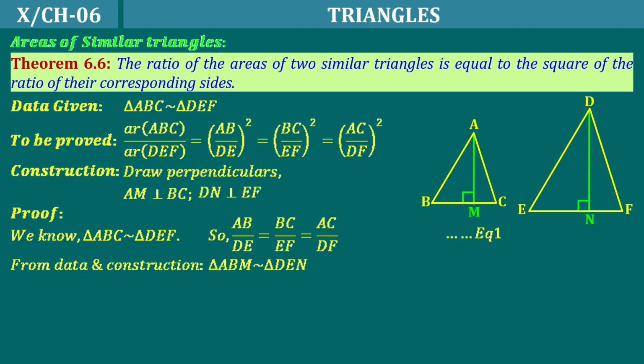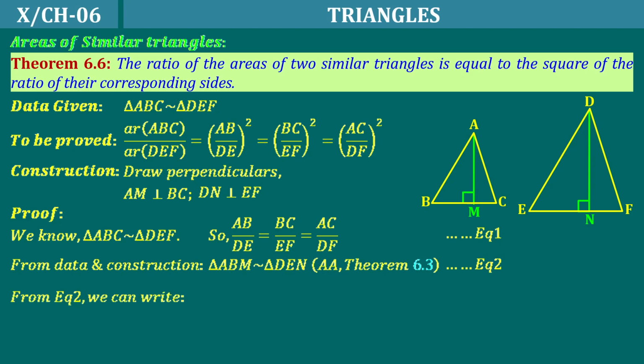And what is the first A? The first corresponding angle set is 90 degrees at M and N. The second one is B and E, because ABC is declared to be similar to DEF. So if these two are similar then their corresponding angles will also be the same, so angle B equals angle E. So by the AA criteria we will declare these two similar, and that will be our equation 2.